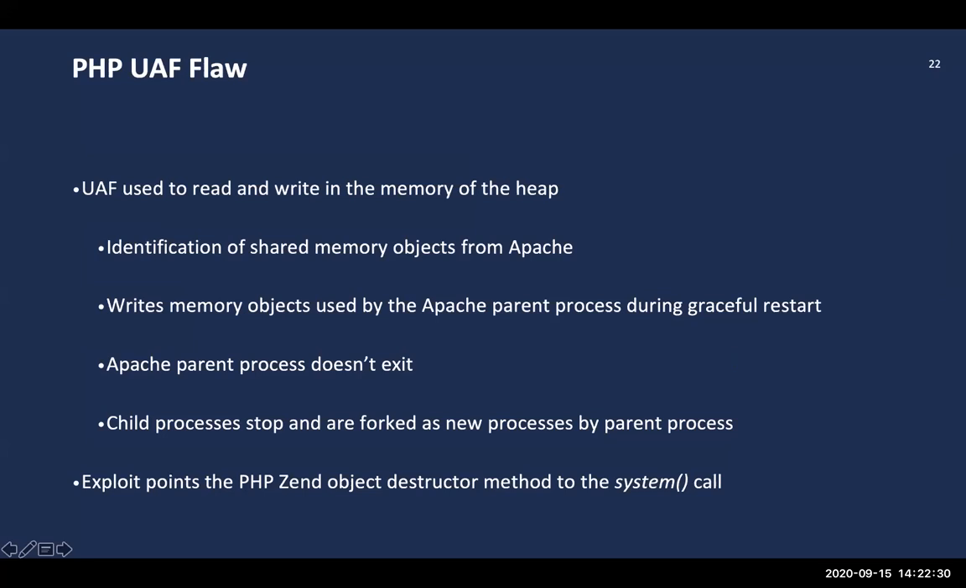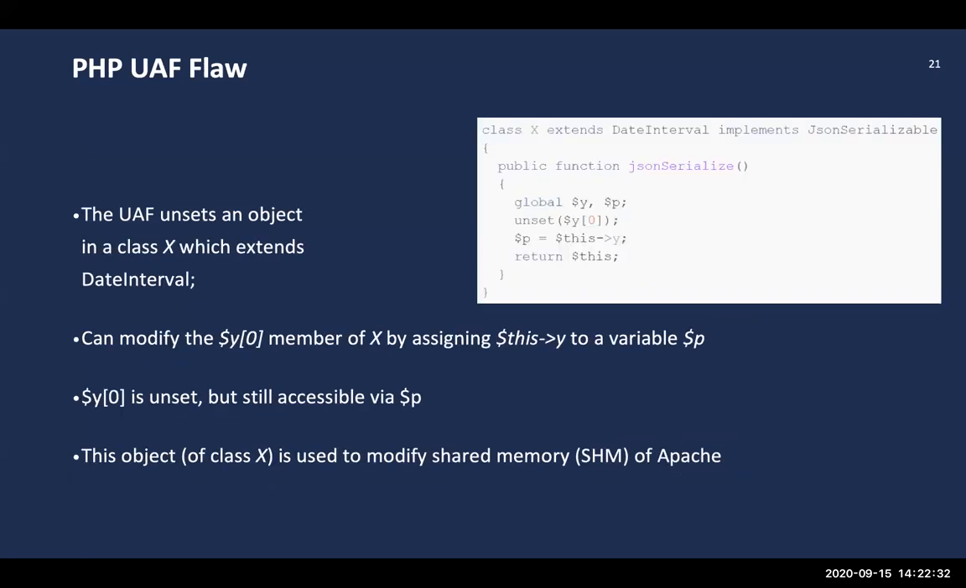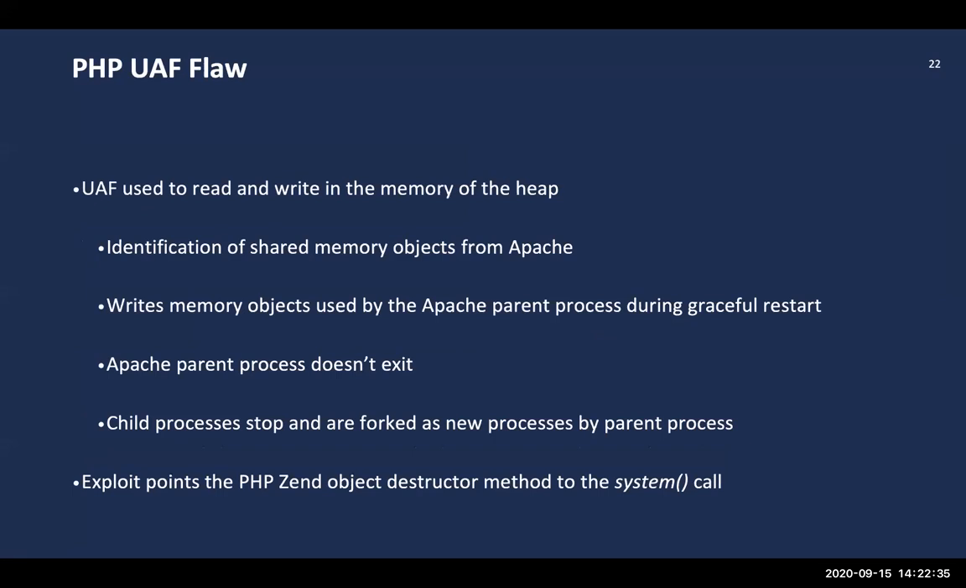So this use after free basically gets leveraged to identify shared memory objects in Apache. Apache spawns off a process for PHP to handle these requests. And so PHP can read into that memory space and the shared memory between those two processes and identify certain objects that have a very similar structure and a very similar set of data in them. So it's easy to find those memory addresses.